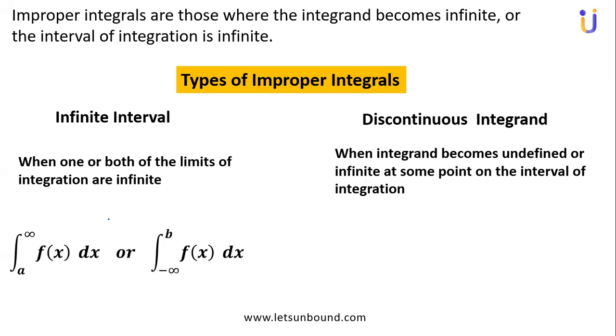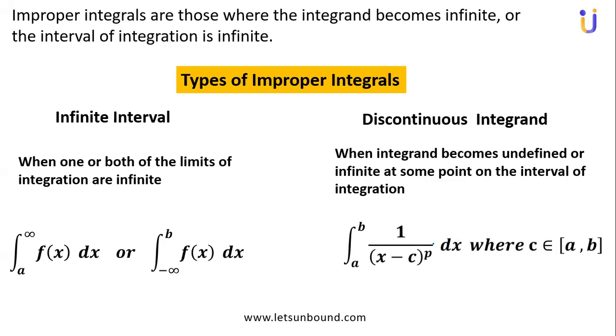And here are some examples for infinite and here for this. Which means c is in my interval, but at c the function will not work. It is undefined. So this is discontinuous. And this is a to infinity, minus infinity to b. These are infinite limits, but still we can evaluate. Let's see how.